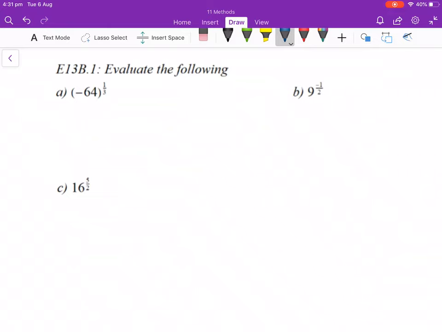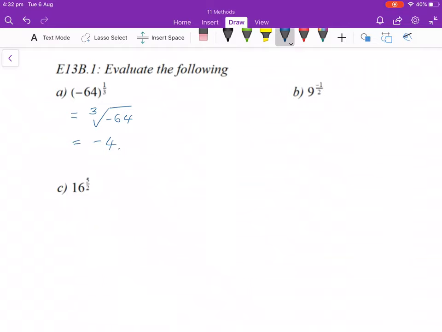Let's apply this to some examples. 13B.1, evaluate the following. Negative 64 to the power of 1 over 3. So this is actually asking us to find the cube root of negative 64. That is, what is the root number that were to be cubed would be negative 64? And the answer is negative 4. You can check that. Negative 4 times negative 4 times negative 4.